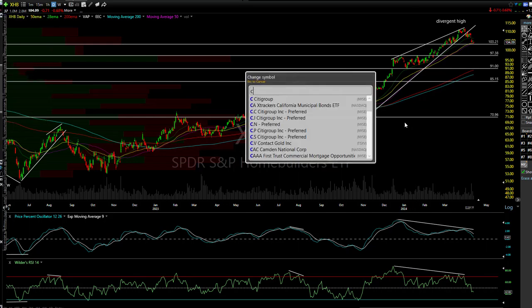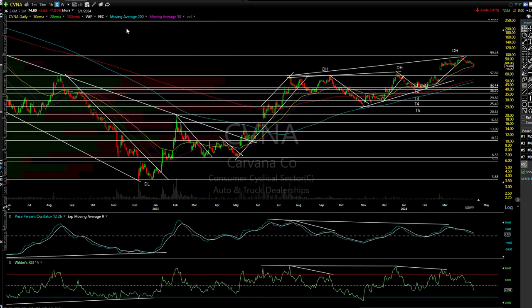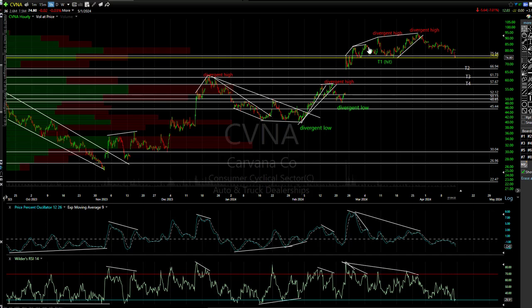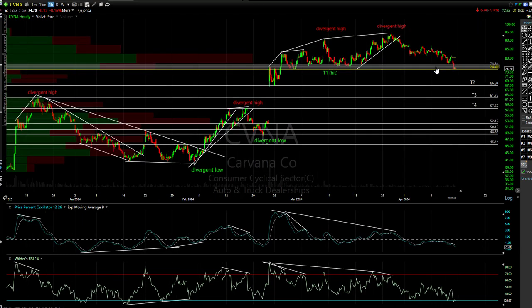All right, and then I told you I would update Carvana. I put it at the end of the list. That was one of my top picks before. It's been a short trade for a while. We shorted it back here. We hit the first target, went up, continued to build, and we shorted after a divergent high. The divergence only got bigger. Then we broke this trend line. We're back right to that first target right there. And that's 74.40. It's a very significant level.